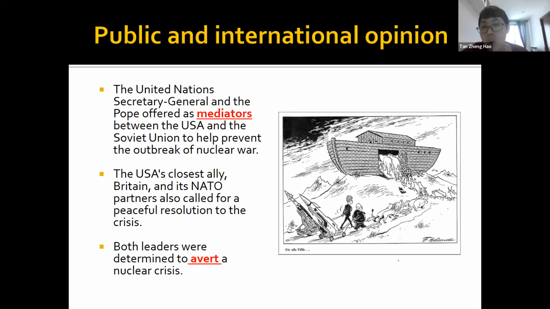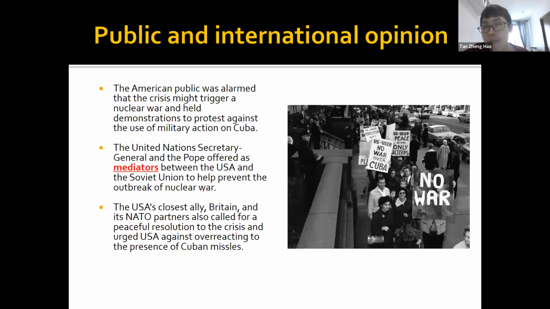So how did other people help? The UN sent people to try and get the two of them to talk. Even US allies like Britain and its NATO partners convinced the US that this is not worth fighting. Can we try and resolve the crisis as soon as possible? All this helped to convince Khrushchev and Kennedy to find a peaceful resolution.